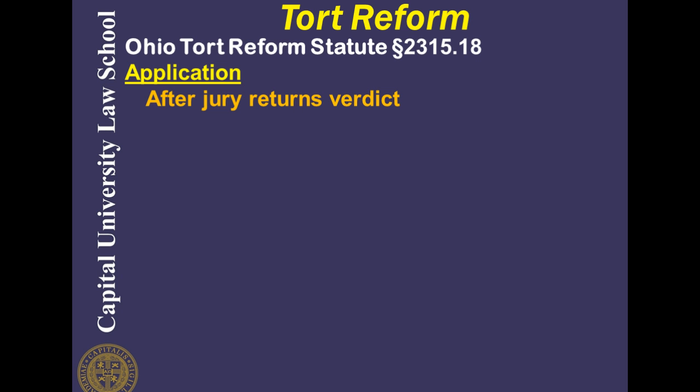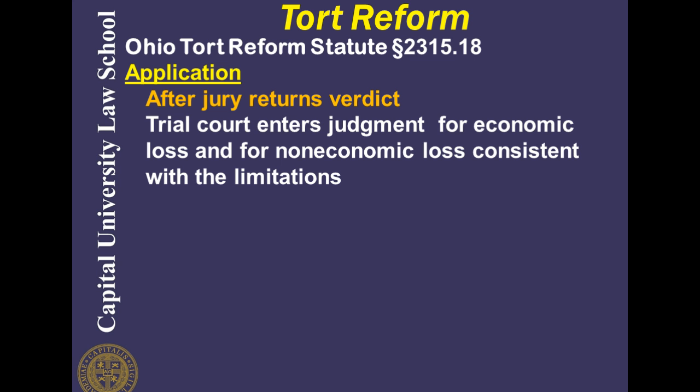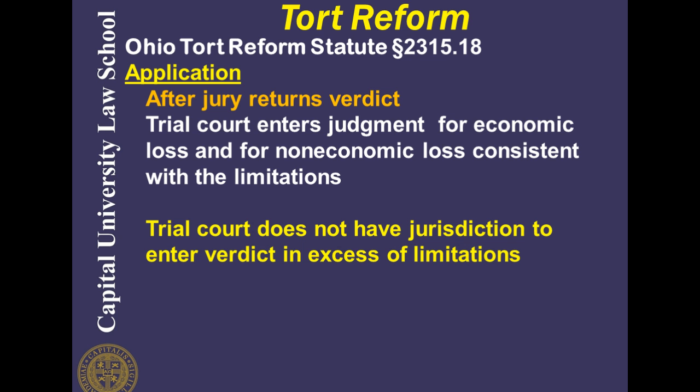At this point, after the jury returns its verdict, the trial court enters judgment for the economic loss and for the non-economic loss consistent with the limitations. That is, it takes the jury's interrogatories and enters a verdict for the economic losses listed. There is no limitation on those. And then, if the injury is not qualifying for no limitation, it then applies the statutory limitations to the non-economic losses as found by the jury. And the statute states the trial court does not have jurisdiction to enter a verdict in excess of the limitations.